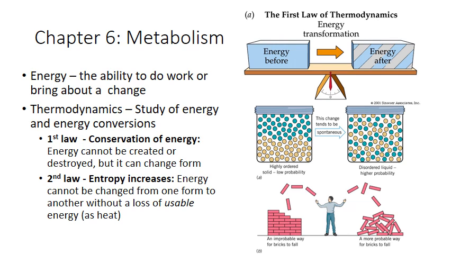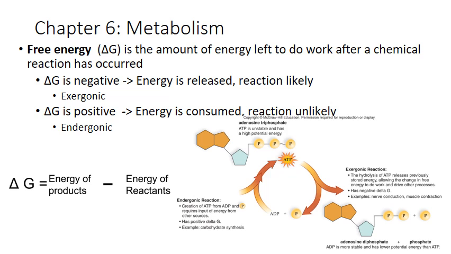So cells have to be getting energy from their environment, and they have to be really careful with how they use it. And so that's going to govern why cells use cellular respiration the way they do and why they use photosynthesis the way they do. So when we talk about energy for reactions and the way whole cells behave, we use this term free energy, or delta G.